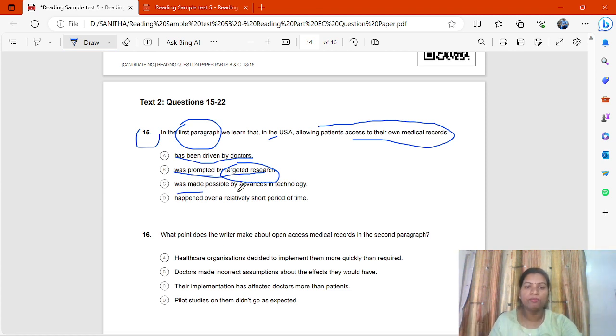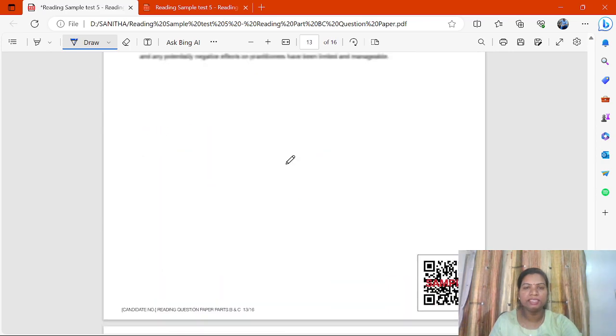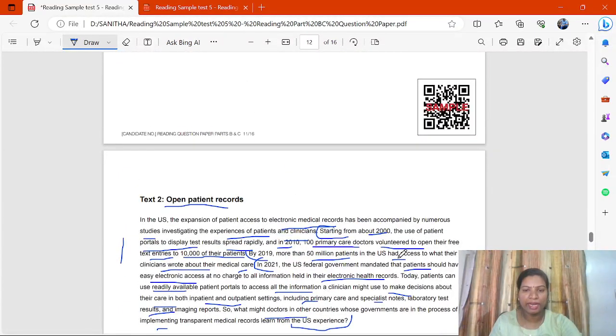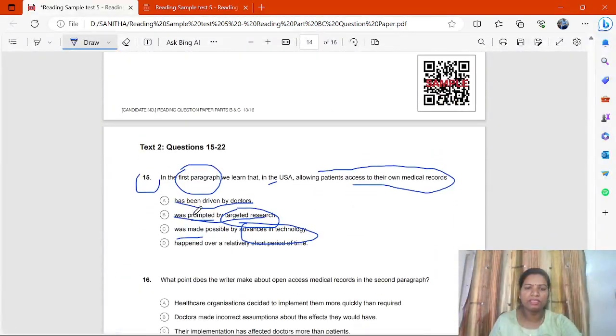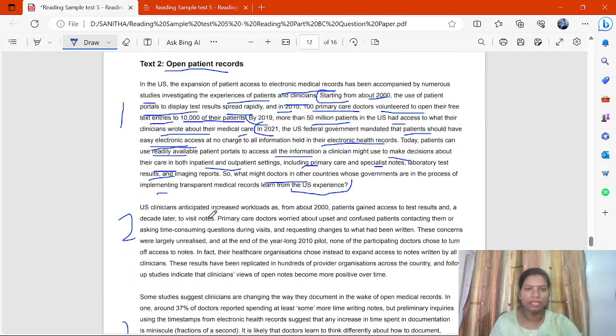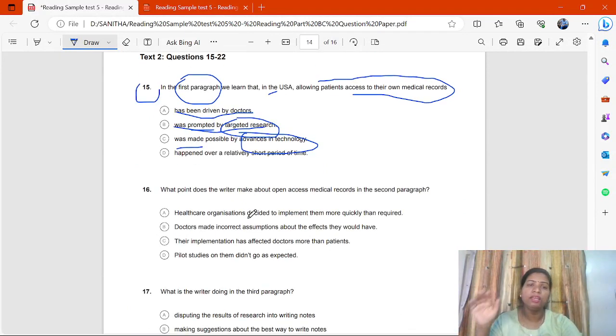Was made possible by advances in technology. Is it discussing that anywhere? Check it there, check it here. No. You see, there is electronic access. It was not made by advances in technology, but there is an electronic recording system. Something relates to this option, but it is not overall. We have to choose the most appropriate answer, not the least appropriate.